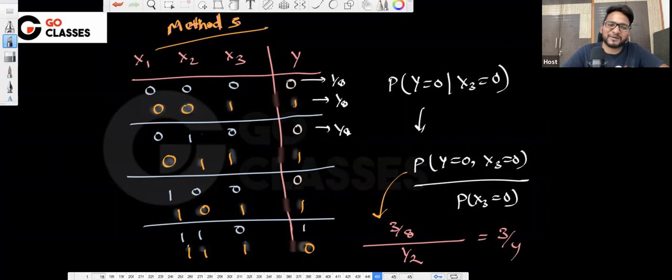No, at the end, write credit GO Classes. Sachin sir, there's no need to write that. You just write GO Classes, that is enough, if you want. Otherwise, that won't look good. You just answer that question, that is the only priority.